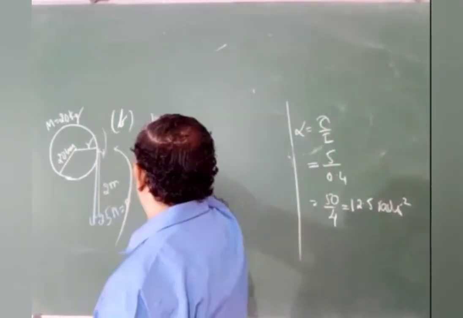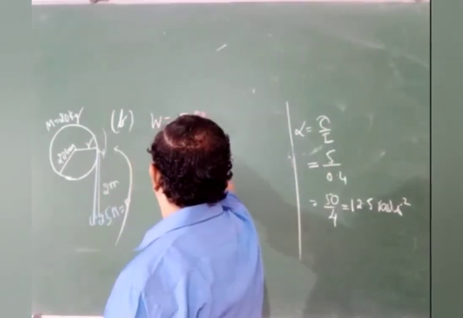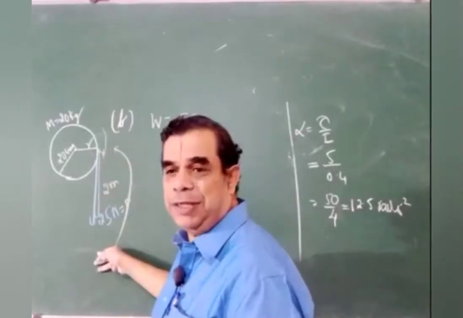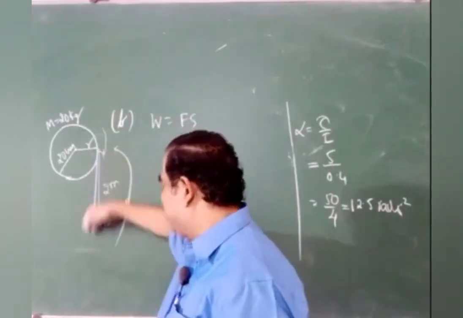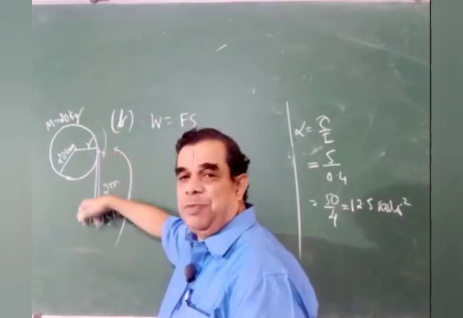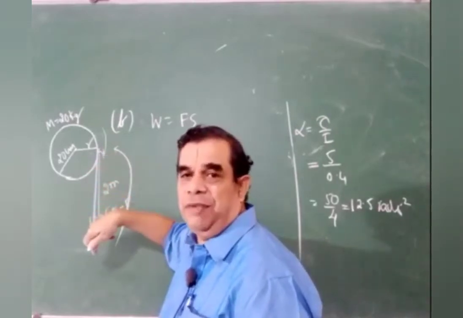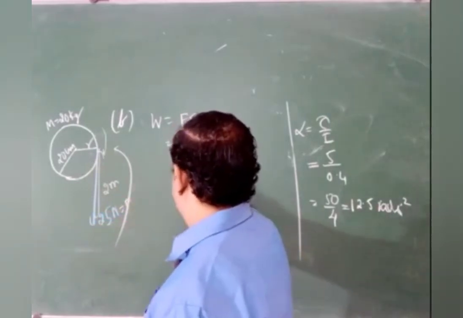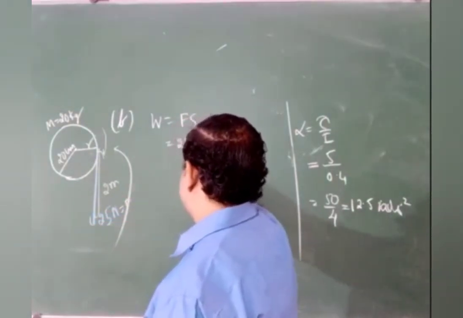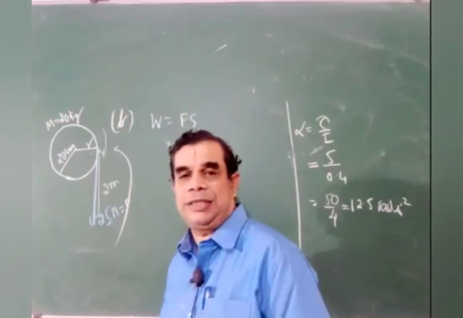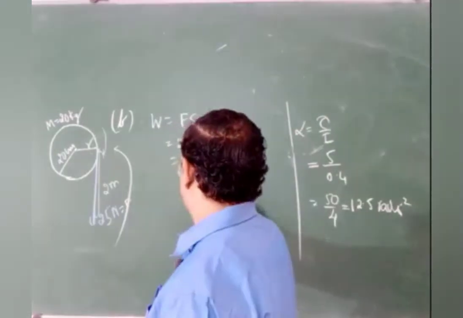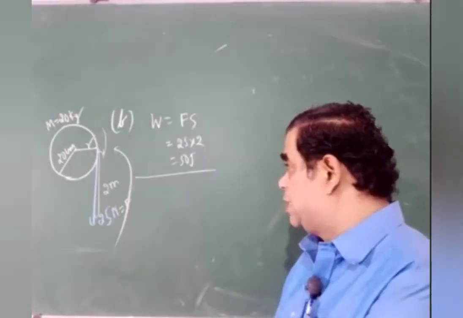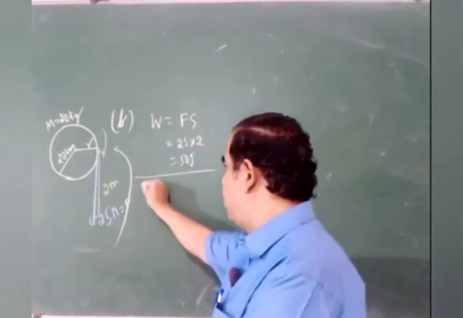So work done, W equals F into S, we take. F is in the same direction as S, the displacement. Say we are taking displacement of the string, in fact, in that manner. So F into S. F is 25 Newton, S is 2 meter. So how much is it? 50 joule. Work done is 50 joule. What is the third part there? Part C.